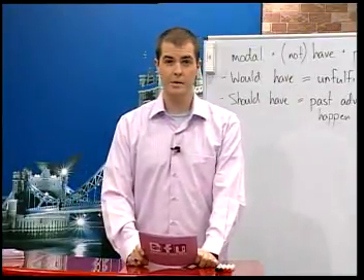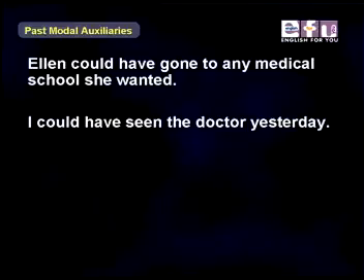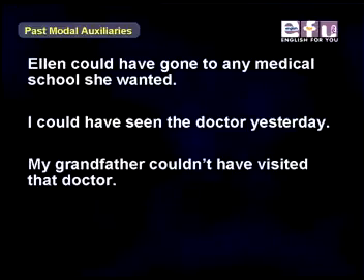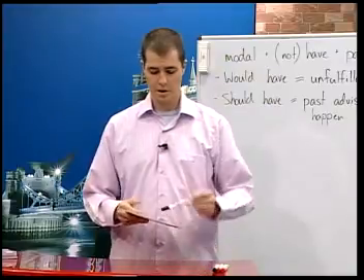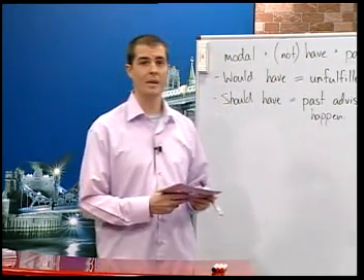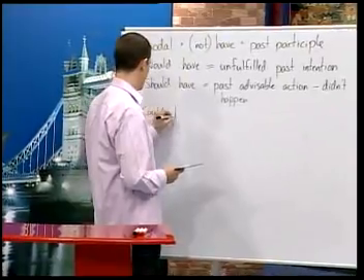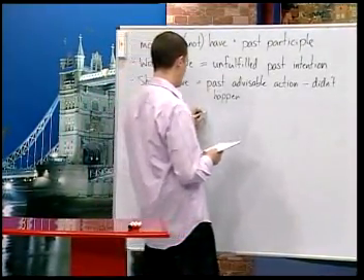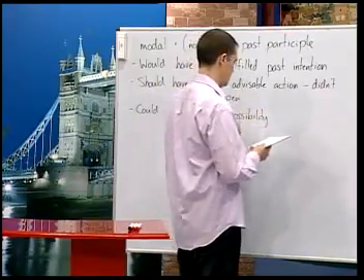Well, now let's look at another past modal auxiliary. Have a look at these sentences. Ellen could have gone to any medical school she wanted. I could have seen the doctor yesterday. My grandfather couldn't have visited that doctor. Could I have waited another day for the operation? Okay, could have refers to past possibilities or choices. And in many cases, the speaker is uncertain if the action occurred. So we can have could have, and it is a past possibility or choice.